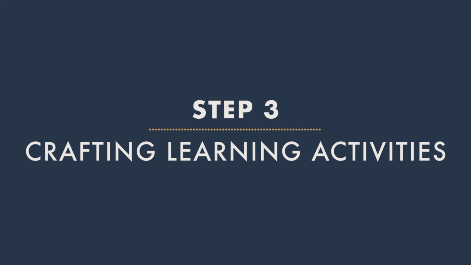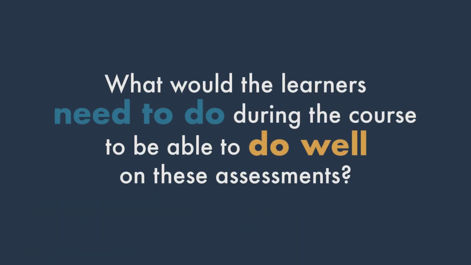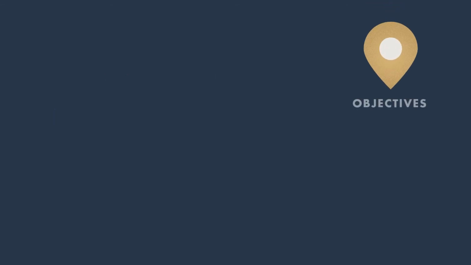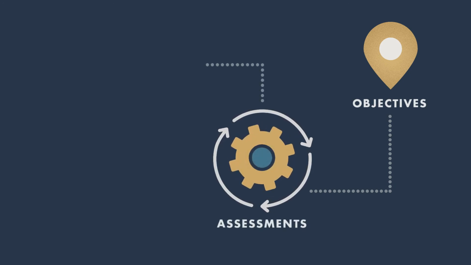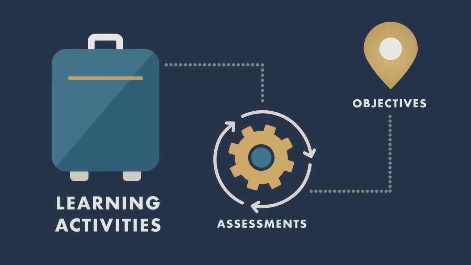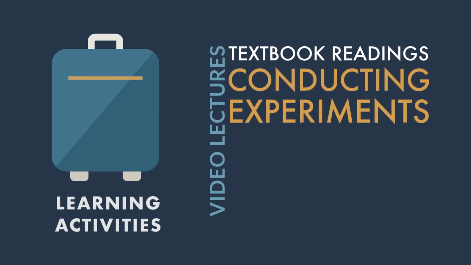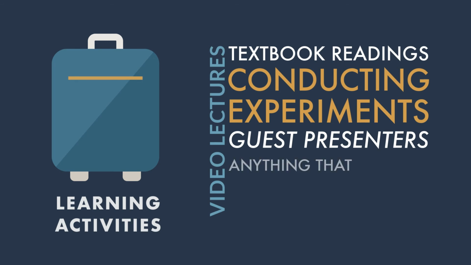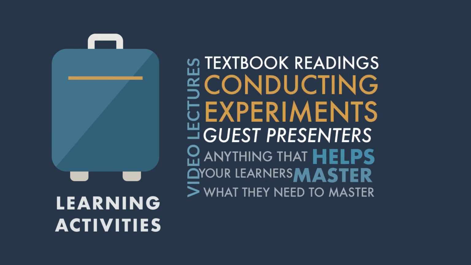Then you move on to the third step, which is crafting learning activities. Here's where you ask yourself, what would the learners need to do during the course to be able to do well on these assessments? You know where you're going. You know what it would look like for your learners to get there. And now you're planning out how to prepare your learners for that journey. This could be readings from a textbook, video lectures, conducting experiments, guest presenters, or anything that helps your learners master what they need to master. Figuring out the content of the course is the last step in backward design.